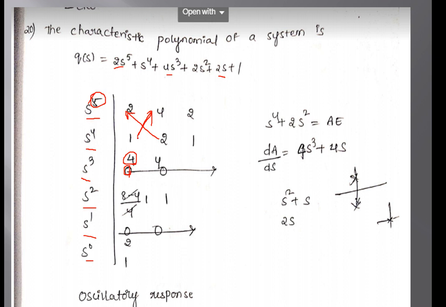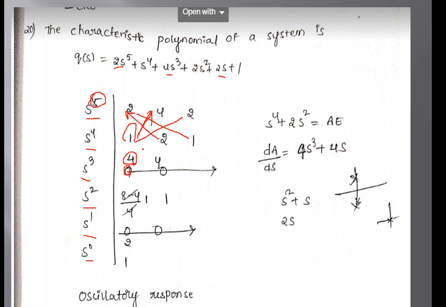0 upon 1. So first, 1 into 4 minus 2 into 2 by 1, that value becomes 0. Again you have to find out this value also. So in order to find out this one, 1 into 2, that is 2, minus 1 into 2, that is also 2. 2 minus 2 by again the 1. This is the format given by Routh-Hurwitz. So the first element: 1 into 4 minus 2 into 2, that is 4 minus 4 is 0 by 1 is 0.